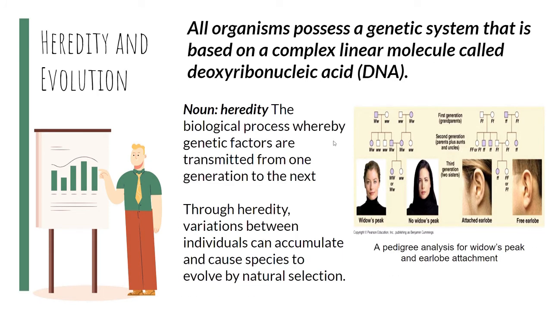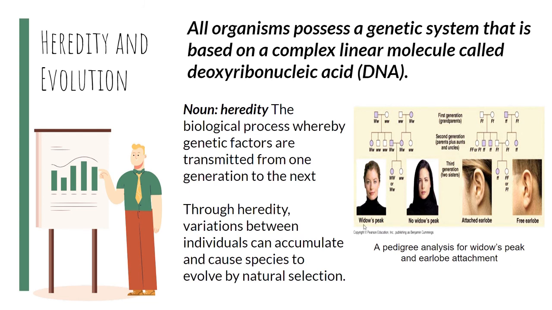All organisms possess a genetic system that is based on a complex linear molecule called DNA, which stands for deoxyribonucleic acid. Because of this, all living things are capable of passing on their traits to the next generation, and that's how we actually define the word heredity. So through heredity, variations between individuals can accumulate over time, and this will eventually cause species to evolve through natural selection.